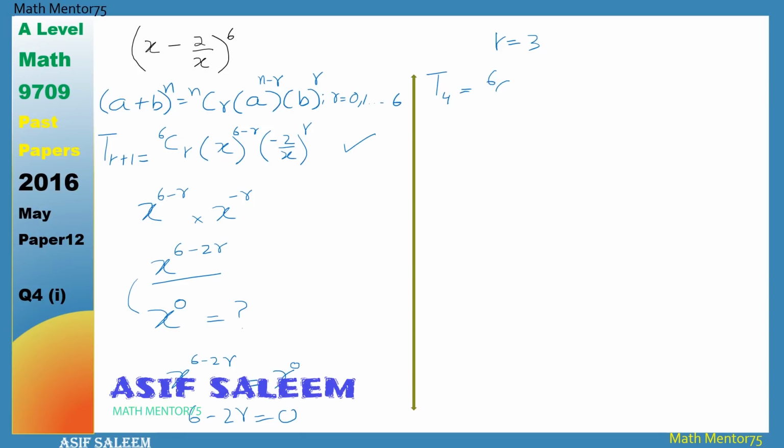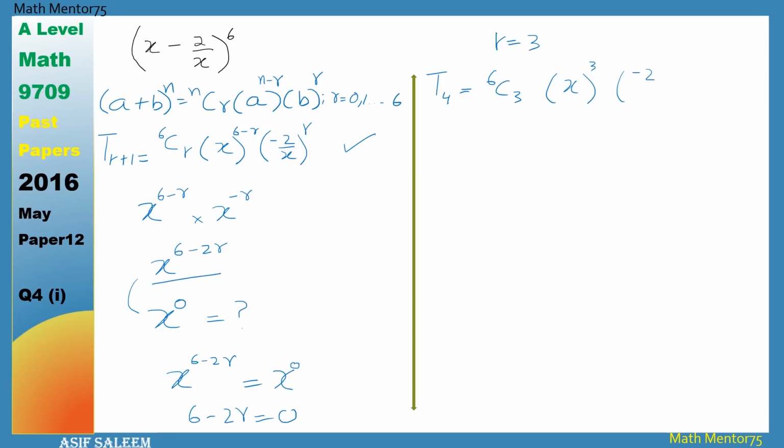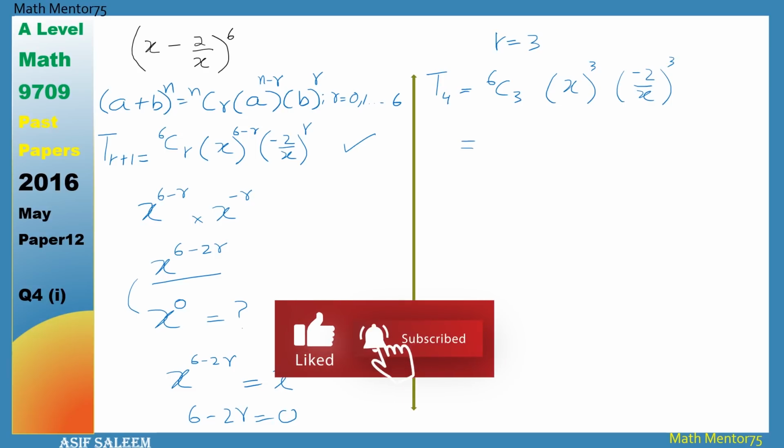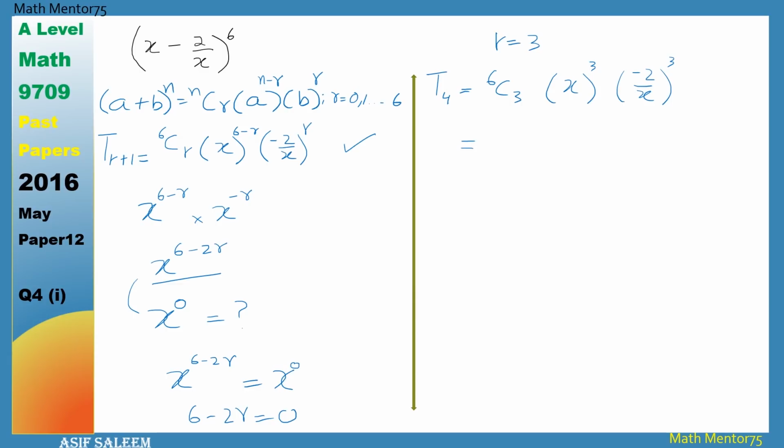6C3 x raised to the power 3 times (minus 2 over x) raised to the power 3 as well. Now use your calculators. Let's see what is the value of 6C3. It is 20. x raised to the power 3 times minus 8 over x raised to the power 3. After simplification, x will be cancelled out and we are left with minus 160. This is our fourth term, and this term is independent of x. This is our required term.